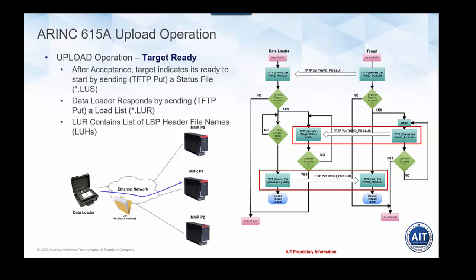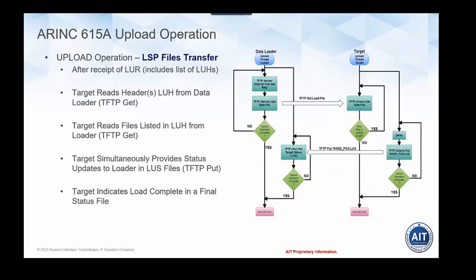After the data loader receives that ready, it sends an LUR file, which is another file whose format is specified in ARINC 615A. The data loader does a TFTP put, or write, of that file to the target. What that LUR file contains is a list of the loadable software parts that the data loader wants to load. Specifically, it contains a list of one or more of the ARINC 665 LUH, or header files, for the loadable software parts that the data loader is attempting to load.